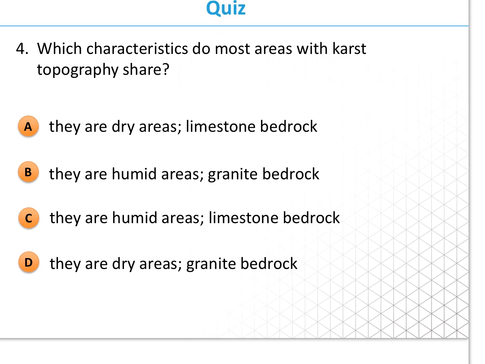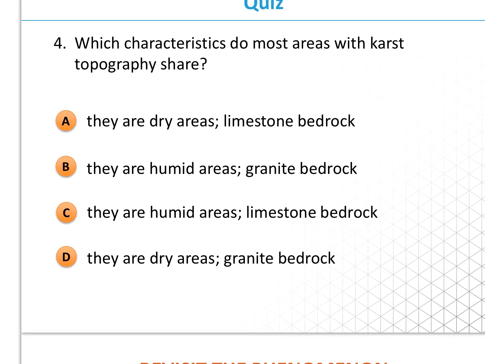Which characteristics do most areas with karst topography share? So, the first thing I know is I need to have limestone. So anything that doesn't say limestone, I'm crossing out. Then I said Florida, Puerto Rico. If you think about Florida and Puerto Rico, they're definitely not dry. They are humid. And think about it, humid chemical weathering. We said warm, wet are the best scenarios for chemical weathering. We said that in the first trimester. Now we're seeing how we actually apply it. So again, humid areas, limestone beds.